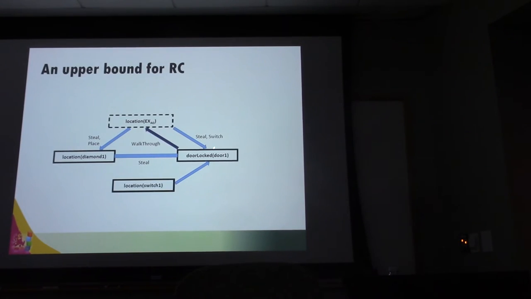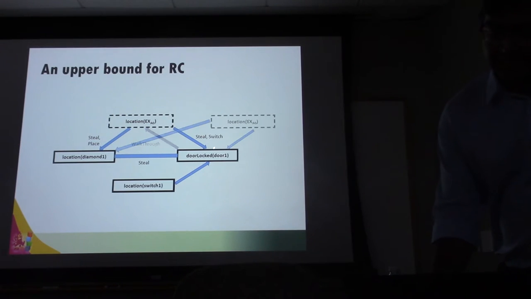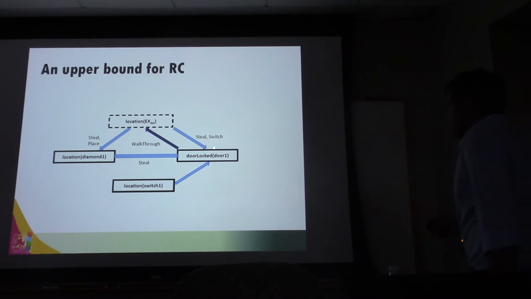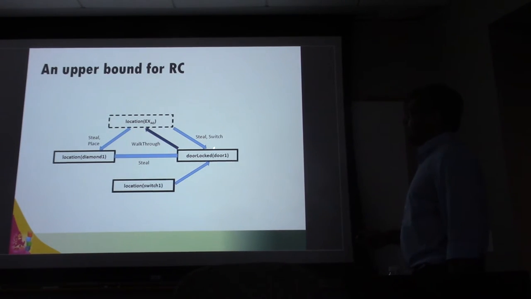So now that we know there are certain problems which do not require RC, let's go back to those problems that have the causal loops. We know that they require multiple agents. But can we give some kind of upper bound on the number of agents required to solve them? What we found is that in this specific case, the reason for the causal loop is this walkthrough action.